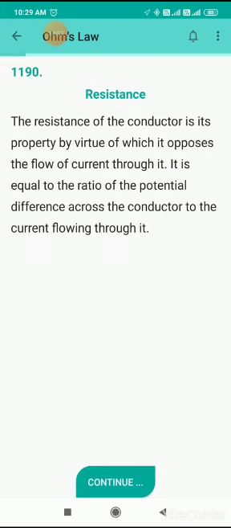Now, resistance. Resistance is what? Resistance is basically just opposite to electric current. Resistance and electric current are inversely proportional to each other. So resistance is what? The resistance of a conductor is its property by virtue of which it opposes, or you can say resists, the flow of current through it. It is equal to the ratio of potential difference across the conductor to the current flowing through it. The formula is R equals V upon I.